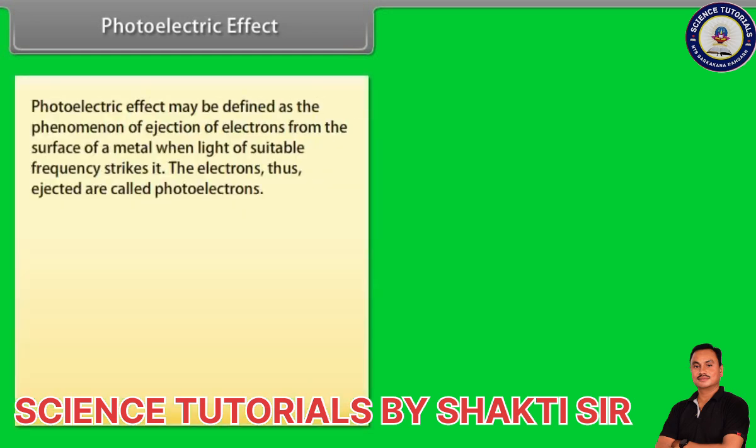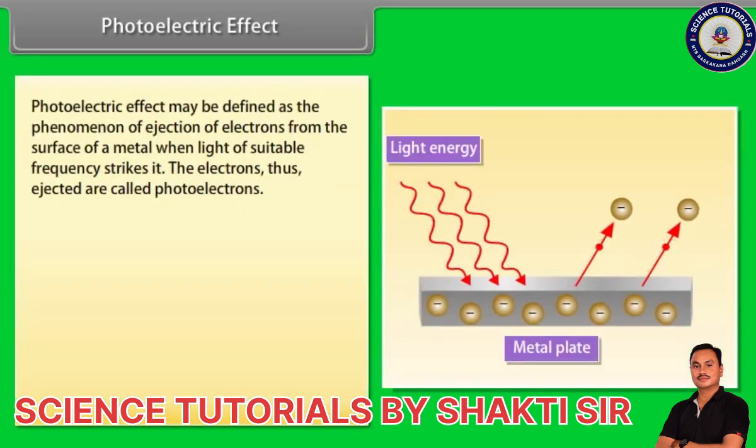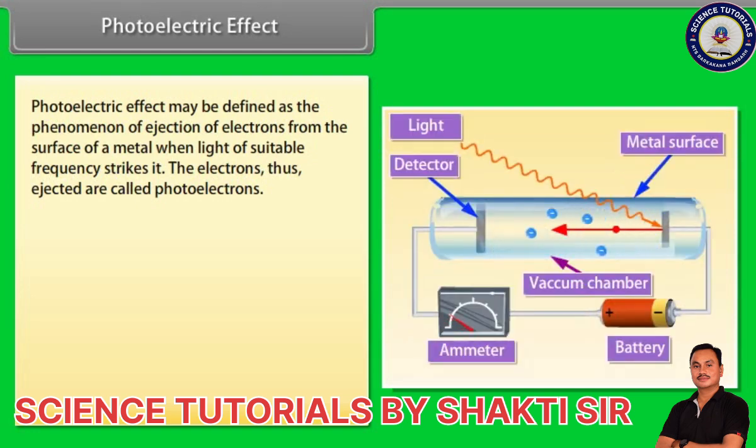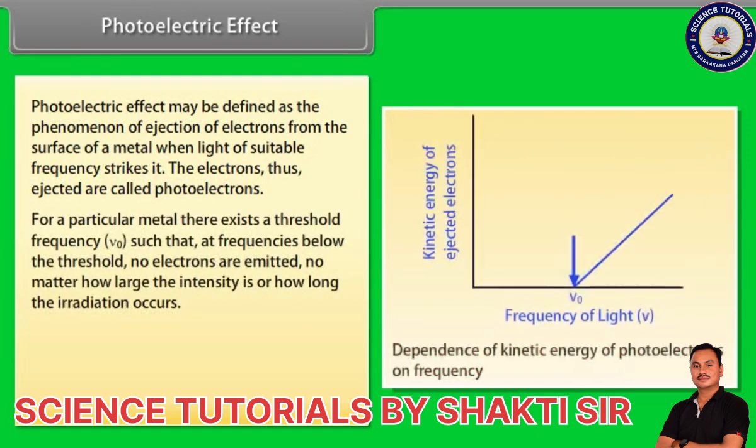Photoelectric effect. The photoelectric effect may be defined as the phenomenon of ejection of electrons from the surface of a metal when light of suitable frequency strikes it. The electrons thus ejected are called photoelectrons. When light of particular frequency strikes the metal surface, electrons are ejected from the metal surface, which are detected by the detector. For a particular metal, there exists a threshold frequency nu naught, such that at frequencies below the threshold, no electrons are emitted, no matter how large the intensity is or how long the radiation occurs.